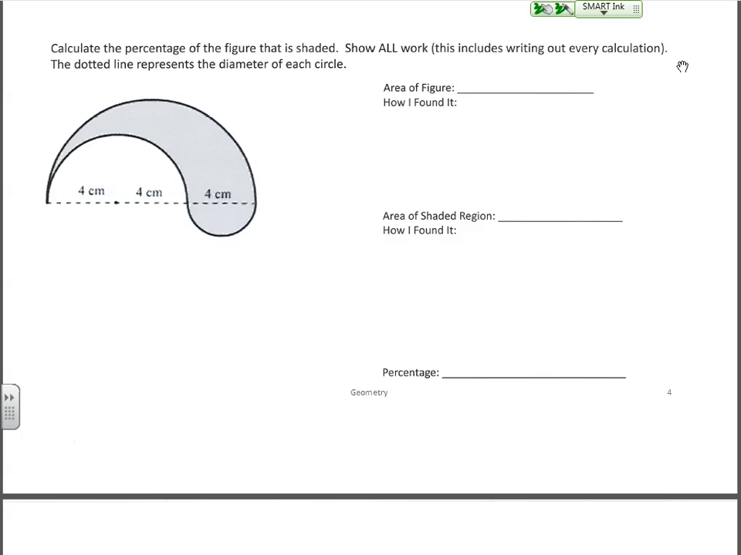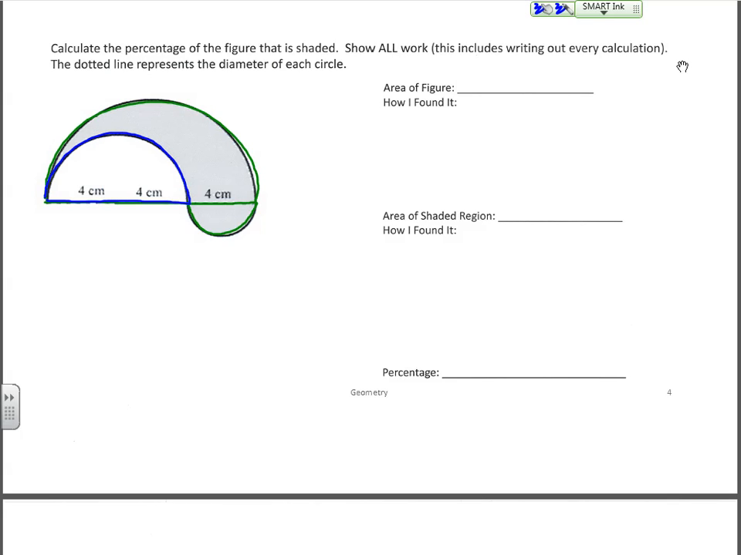yin-yang looking type thing here, but recognize we've got a lot of circles here, at least half circles, right? The whole figure is a large semicircle, right? And then a small semicircle here. And then you've got this medium-sized semicircle within that large figure, okay?